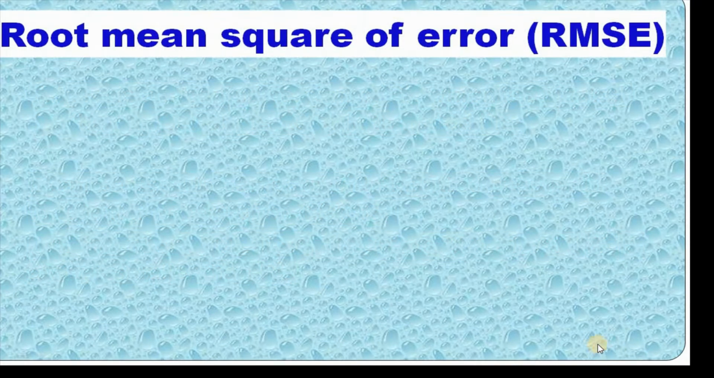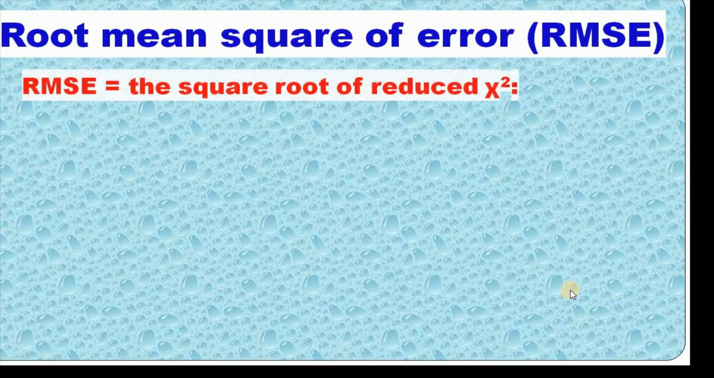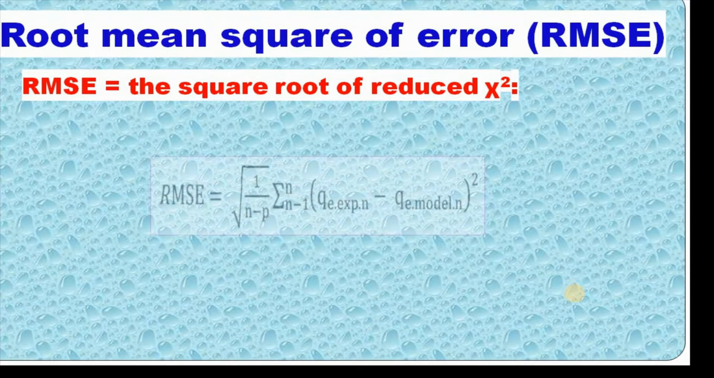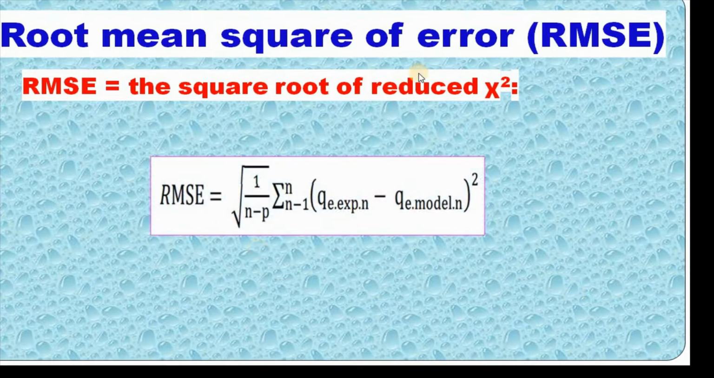Then comes root mean square of error, which is equal to the square root of reduced chi-square, and the equation of this error can be written as this.